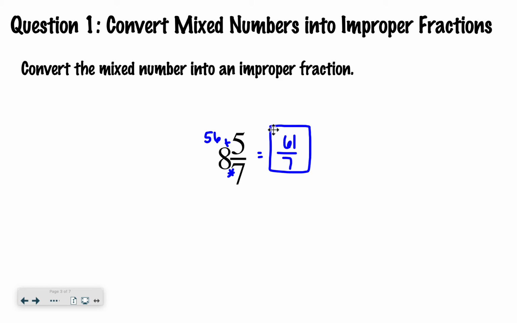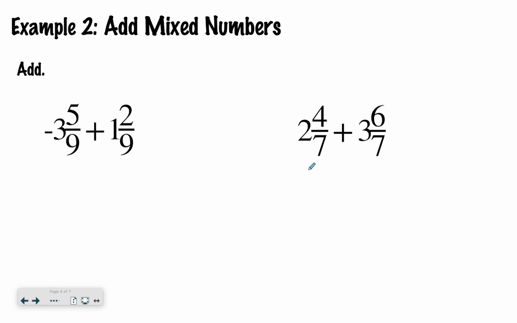All right, when you did this, hopefully you said 7 times 8 is 56, plus 5 is 61. So 61/7 would be our improper fraction. If you have questions about that, please be sure to reach out for some help. All right, next up, let's practice adding mixed numbers. So your first step is going to be convert to improper fractions.